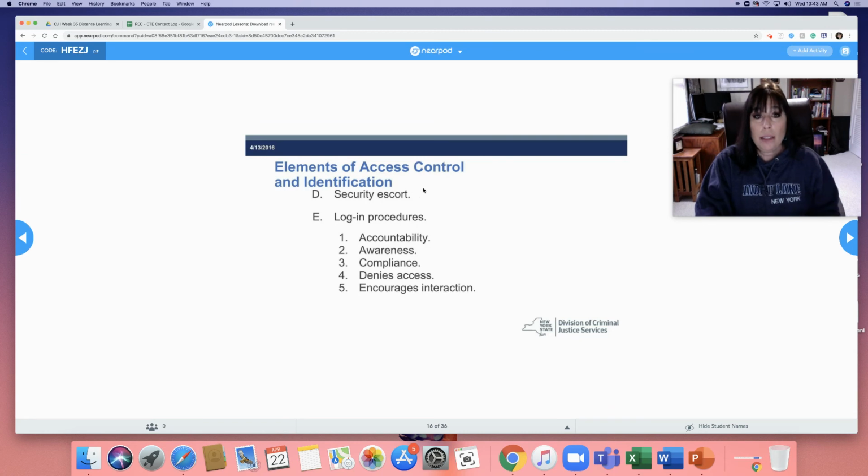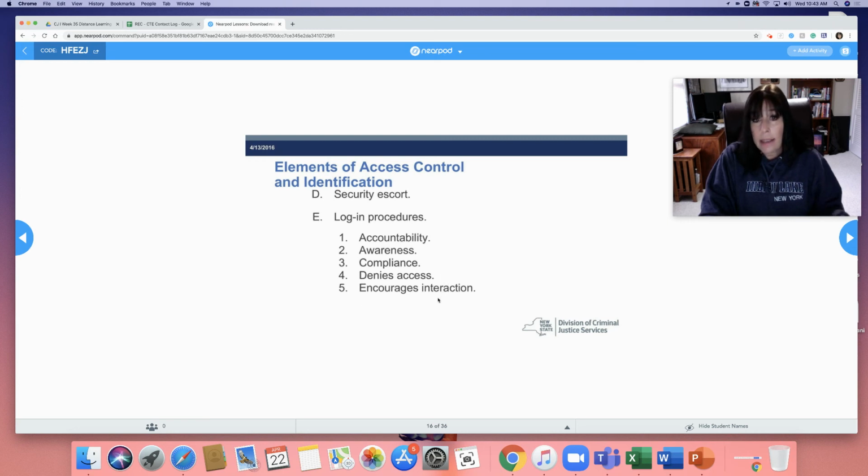So, elements of access control and identification: security escort. I just discussed that. And then we have login procedures, where you make people sign in. Why do we do that? Accountability, awareness, so you know who's on property and who isn't. God forbid there's an emergency where you have to call the fire department. The first question the fire department wants to know is how many people are in the building? You need to have that answer, and you can't know that for sure if you're not having your visitors sign in. Compliance, just to follow the rules.